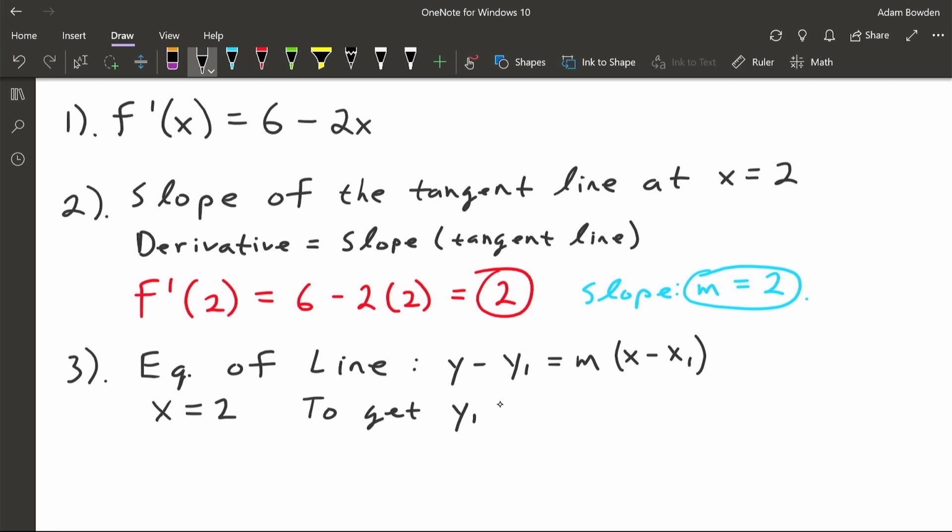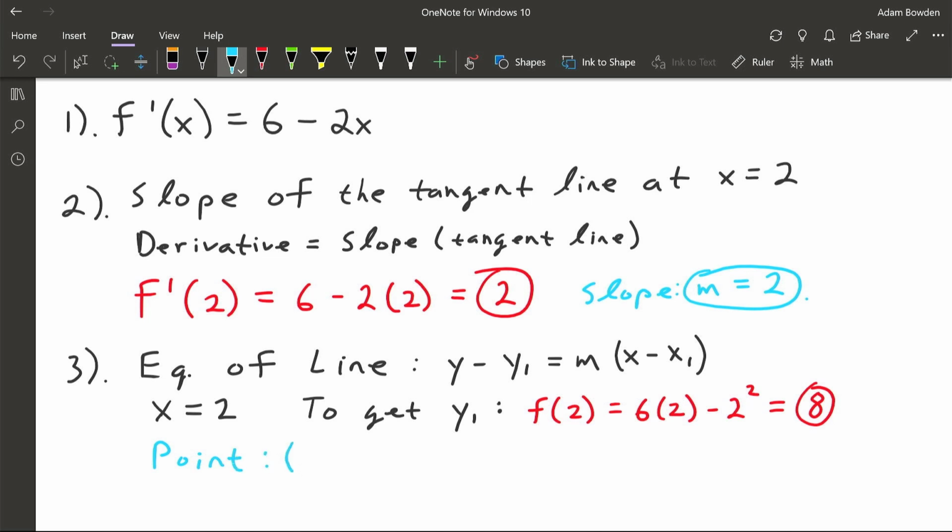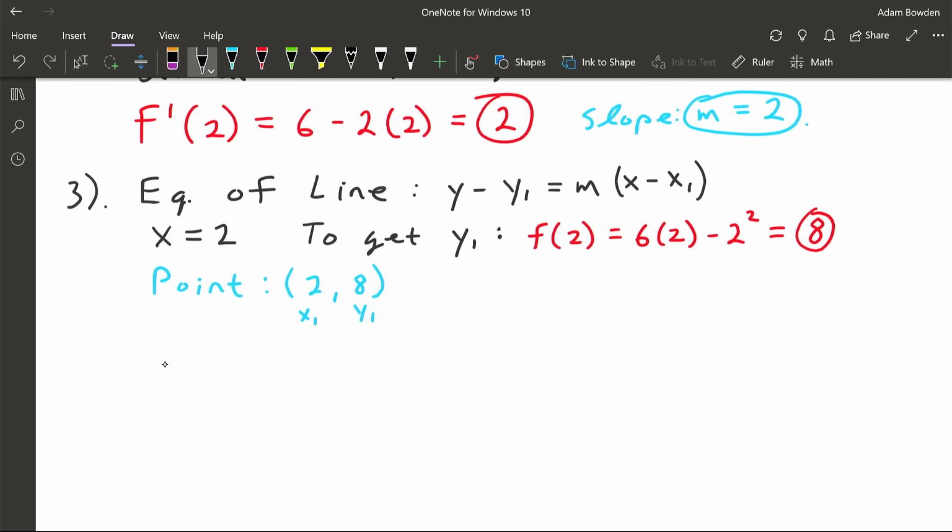So to get the y1 to go with it, we're going to plug in 2 for the original function, f of 2. That's going to equal 6 times 2 minus 2 squared, which is going to equal 8. So we basically have our point to go in our point slope form equation. The point will be 2, 8 as our x1, y1 point. So if we put that into the point slope form, it would be y minus 8 equals slope m, which is 2, times x minus 2.